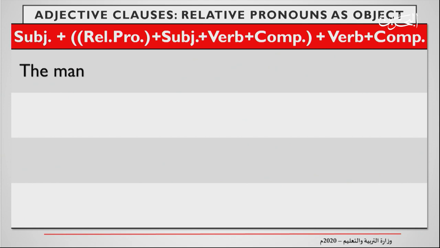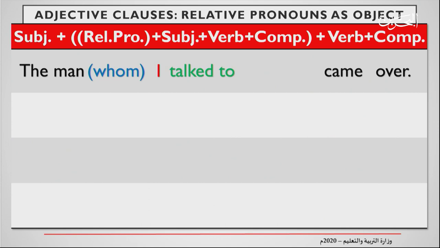Okay, so we start with the same examples as before. So the man came over, the same sentence. Now, I'm going to introduce the adjective clause, but as an object. I say whom. Do you notice that I use the pronoun as an object? The man whom I have to use a subject here. For example, I say the man whom I talked to. I talked to the man. The man is the object in here. The man whom I talked to before came over. You see that whom is between parentheses.